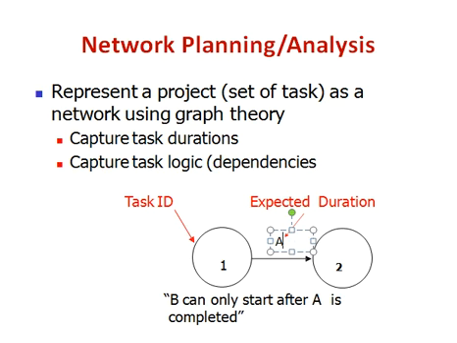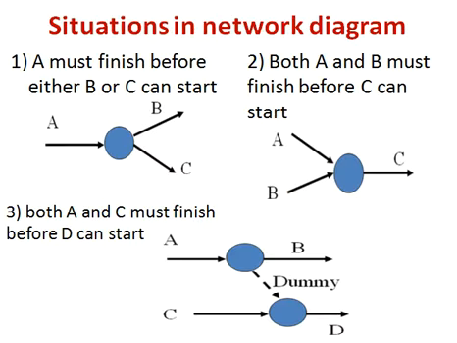Let's see how different situations can be represented in a network diagram. Situation 1 indicates that activity A needs to be finished before you start activity B or C. This representation is easily understandable. A similar situation is obtained in the second example. Before you start activity C, it is required to complete activities A and B. Then and only then you can start activity C. That can be represented like this.